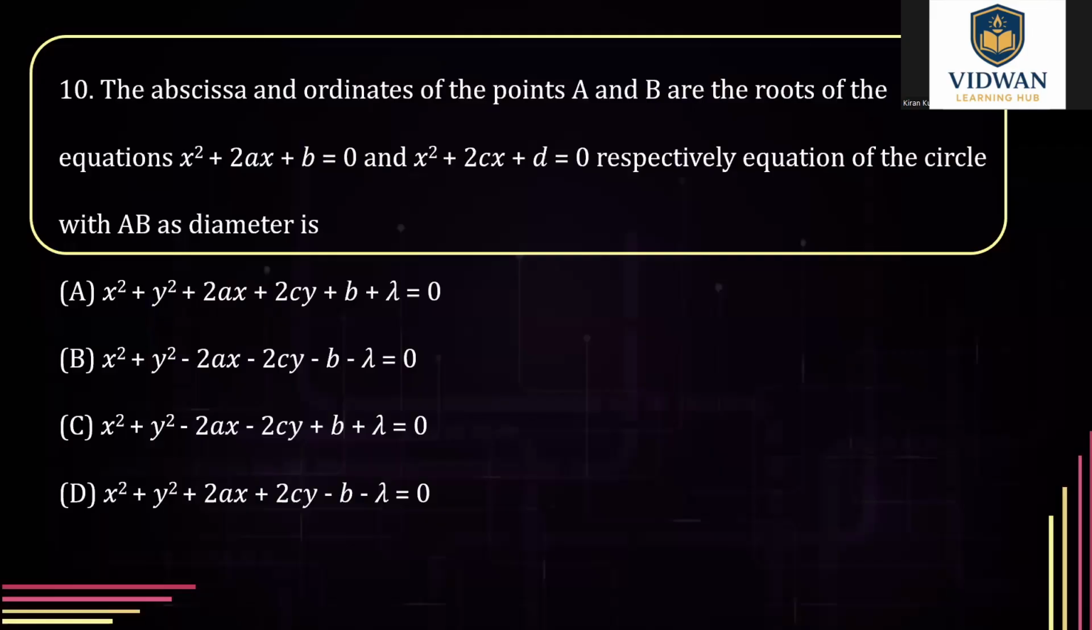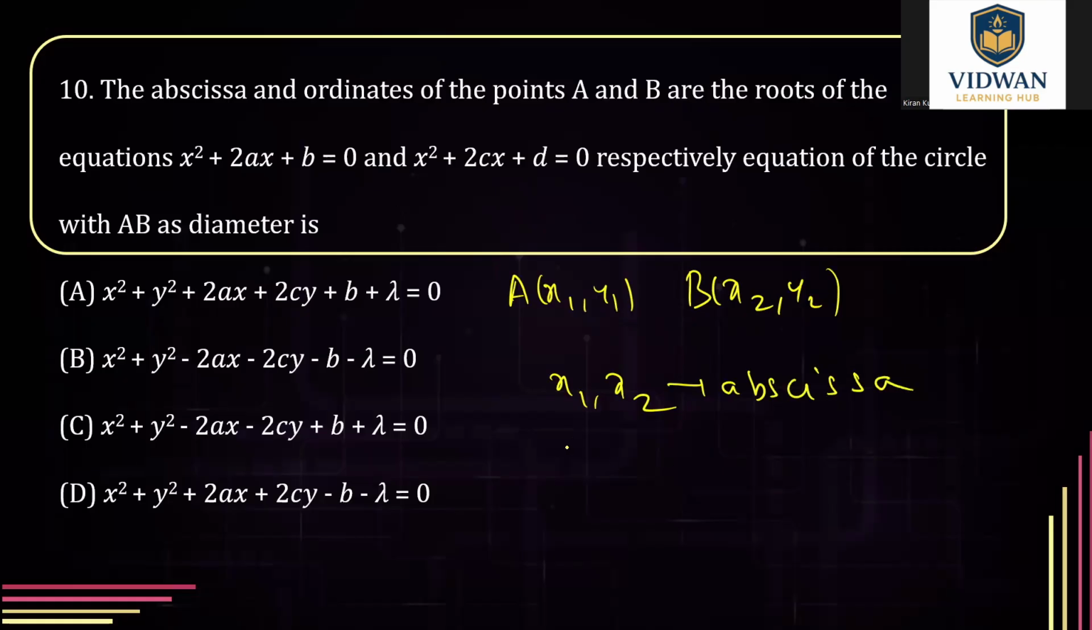Yeah, let's start with this problem. The abscissa and ordinates of A and B are the roots of these equations. What will be the equation of the circle with AB as diameter? So let's suppose A is x1, y1 and B is some x2, y2. So x1 and x2 are the x coordinates, which are called the abscissa, and y1 and y2 are called the ordinates. So here it's given that the abscissa are the roots of the first equation given here, and the ordinates are the roots of the second one.